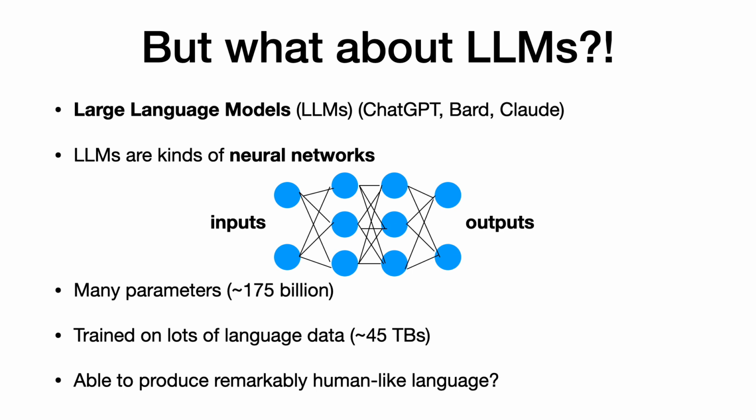What makes a large language model large is that these systems have many parameters. I've seen one number: ChatGPT is estimated to have around 175 billion parameters, which means there are 175 billion nodes and connections between these nodes. They're trained on lots of data, so basically the entire internet, which can be terabytes and terabytes of data. And again, they're able to produce remarkably human-like language, and that's part of the reason why linguists are interested in these things.